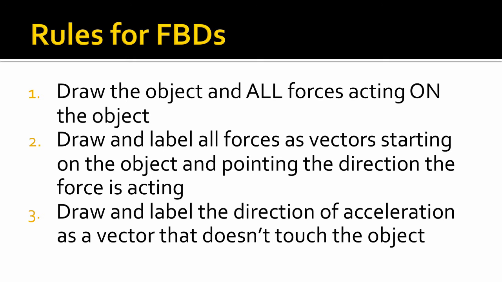Now, drawing the object doesn't have to be an artistic thing. You can draw boxes or circles, either way. But you have to draw all the forces acting on the object. Next, you need to draw and label all the forces as vectors. So you're going to draw arrows for each force. Now, these forces need to start touching the object, and they need to point in the direction the force is acting.